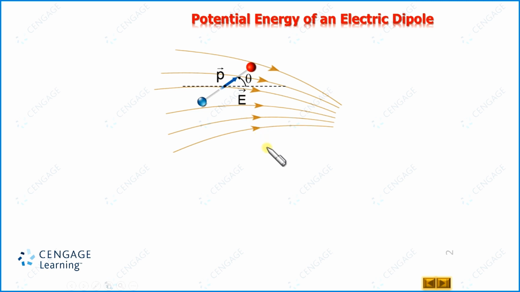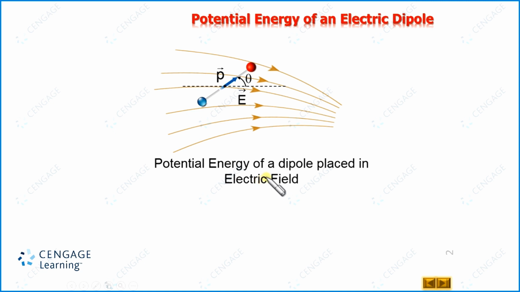Right? We know the potential energy of a dipole placed in an electric field is given by the expression U equal to minus P dot E. So, in the coming illustrations, we will learn how to apply this concept in different situations. So, let us move to situation number 1.